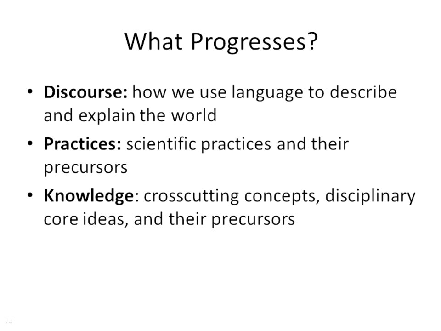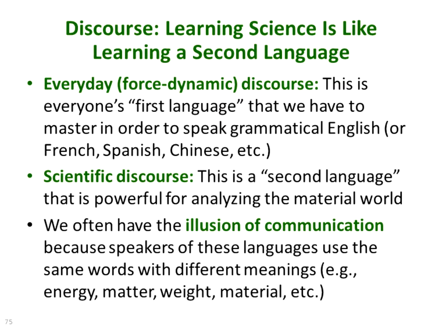So in a learning progression framework, what is it that progresses? We think of three different things as progressing, meaning that these are things that change over time as students master the knowledge and practices associated with this disciplinary core idea. One is discourse. It's how we use language to describe and explain the world. A second is practices, as in the scientific practices, and their precursors among younger students. And the third is knowledge, the precursors and the actual versions of cross-cutting concepts and disciplinary core ideas.